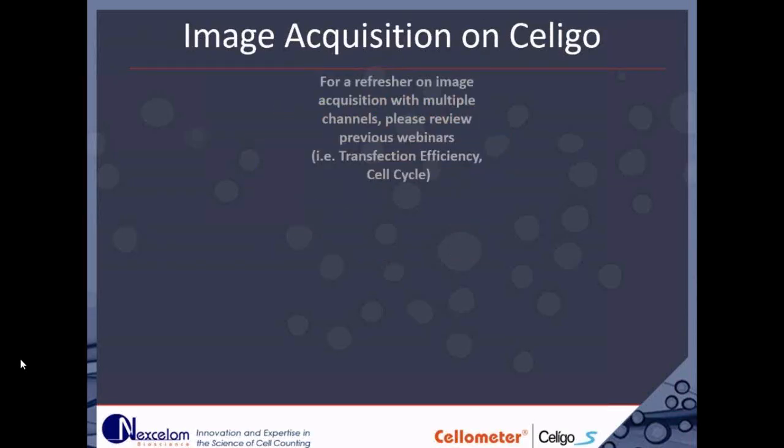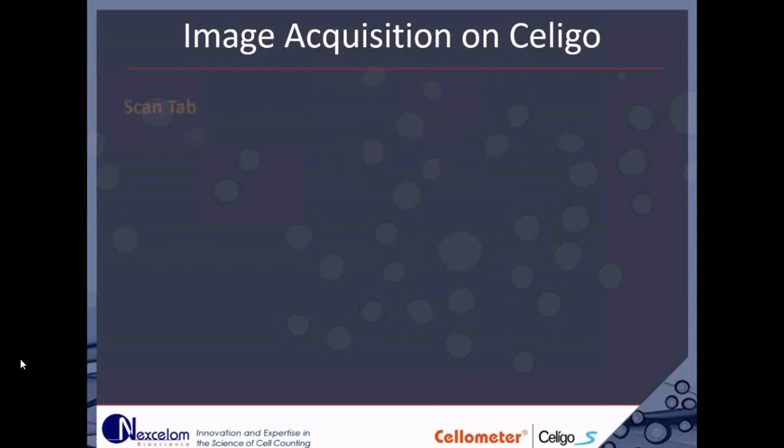So for the image acquisition, it's very similar to some previous webinars that we've covered in the past. So I'm going to refer you to refresh your memory on the video portion of the transfection efficiency or cell cycle. This will show how multiple channel acquisitions can be set up. But just as a step-by-step overview, we'll go over it here. In the Scan tab, you're going to select the Celigo application, Cell Viability, Live, Dead, and Total.